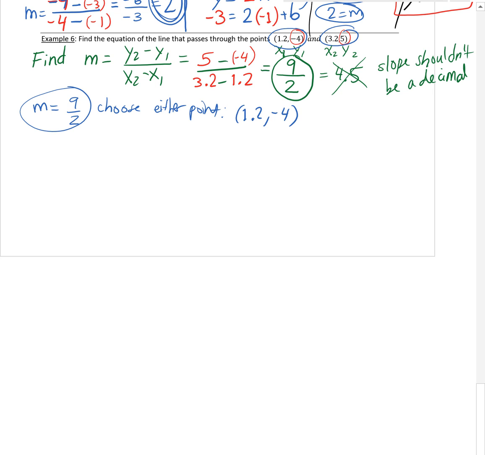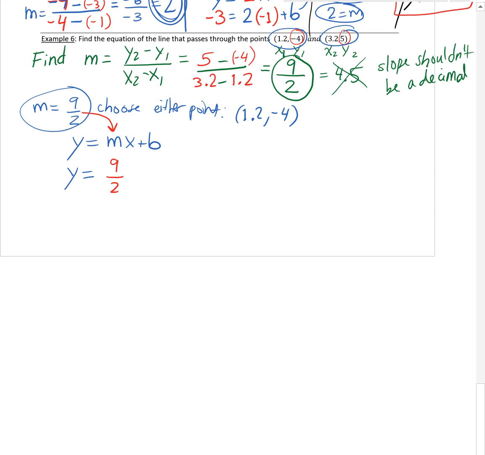So yeah, if you chose the second one, you're going to get the same answer as us either way, so don't worry. Alright, so I'm going to use the slope in that point, and the first thing, like we've done before, the first thing you want to do is replace the slope in y equals mx plus b with the slope 9/2.